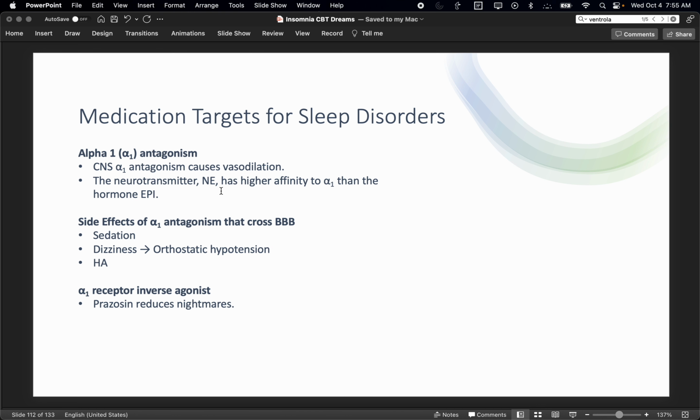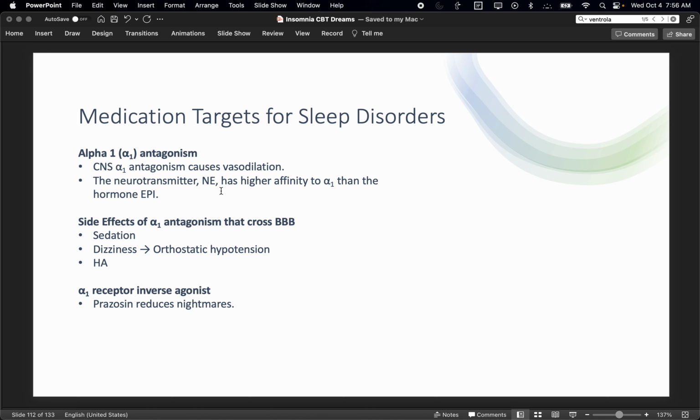Alpha-1 antagonism. So CNS alpha-1 antagonism causes vasodilation of the brain. Among neurotransmitters, norepinephrine has a higher affinity for alpha-1 than the hormone epinephrine. So norepinephrine has a stronger affinity for alpha-1 in the brain.